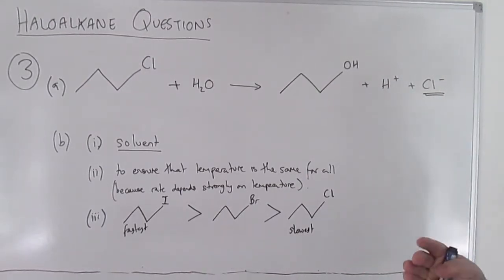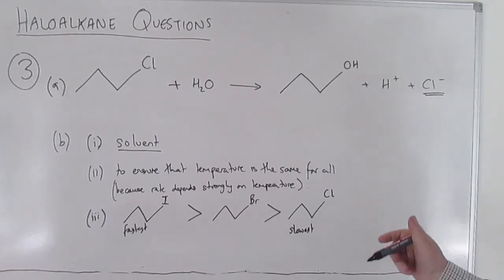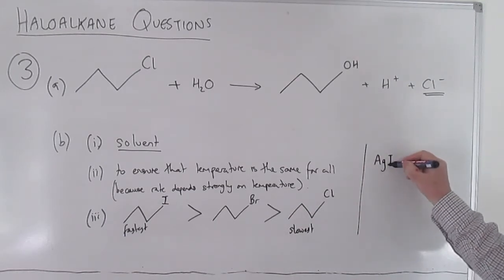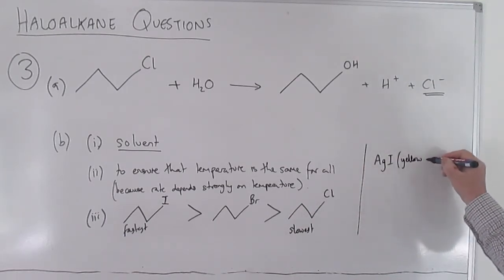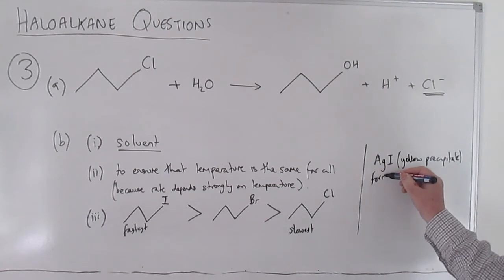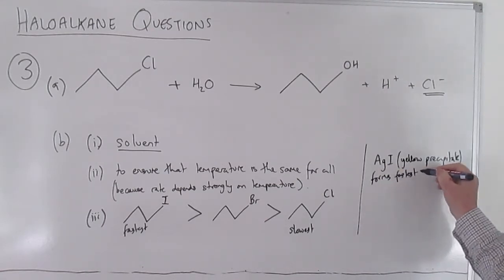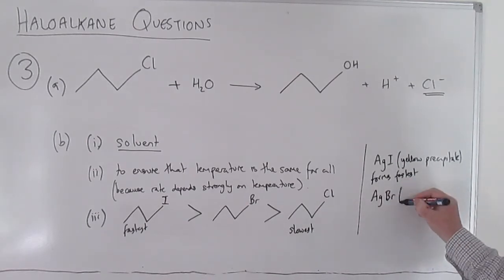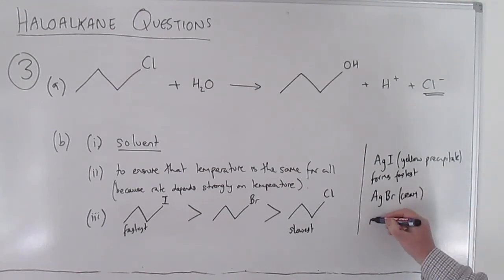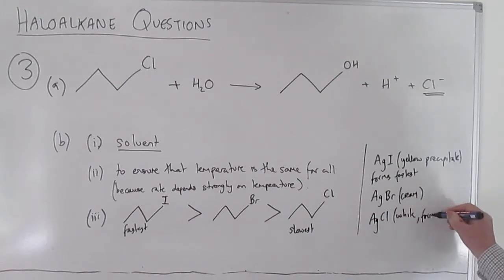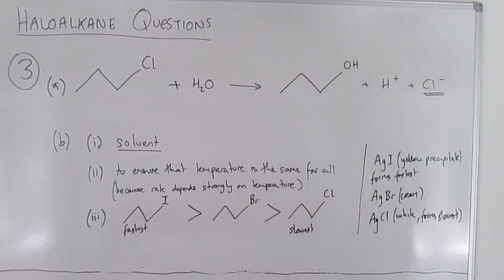So you just monitor the rate at which the precipitate forms. So the answer is that the silver iodide, which is a yellow precipitate, remember those colours from last term, forms fastest, and then silver bromide, which is cream, and then silver chloride, which is white, forms slowest. So that's the observed outcome, and that's what it tells you about the reactivity.